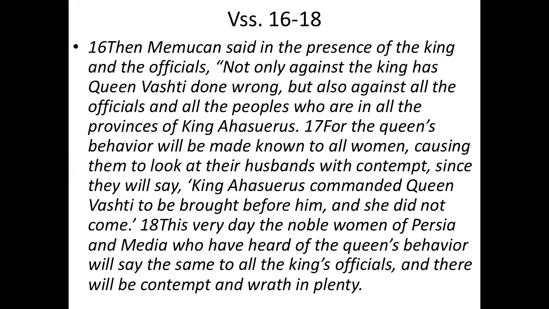Then Memucan said in the presence of the king and the officials, not only against the king has Queen Vashti done wrong, but also against all the officials and all the people who are in all the provinces of King Ahasuerus. For the queen's behavior will be made known to all women, causing them to look at their husbands with contempt, since they will say, King Ahasuerus commanded Queen Vashti to be brought before him, and she did not come. This very day, the noble women of Persia and Media who have heard of the queen's behavior will say the same to all the king's officials, and there will be contempt and wrath aplenty.